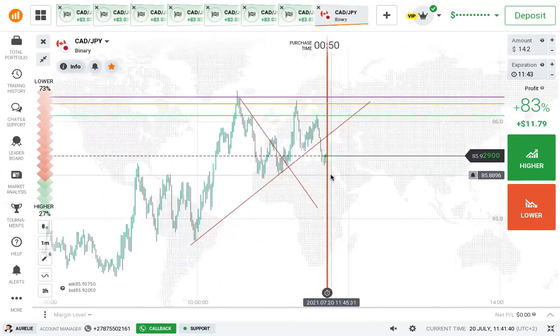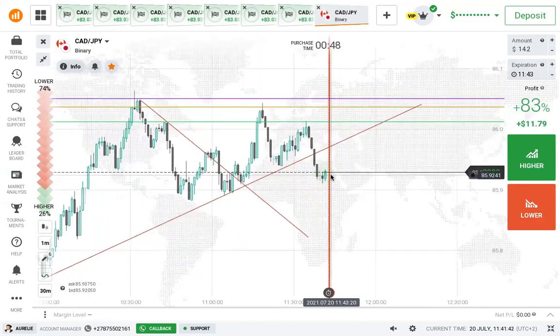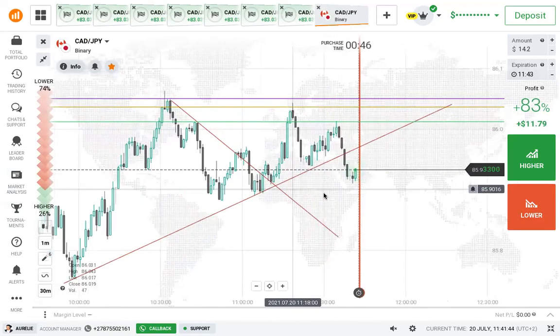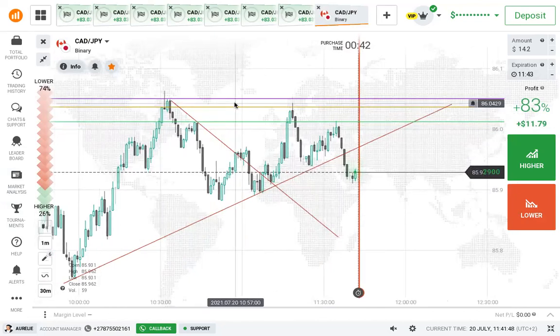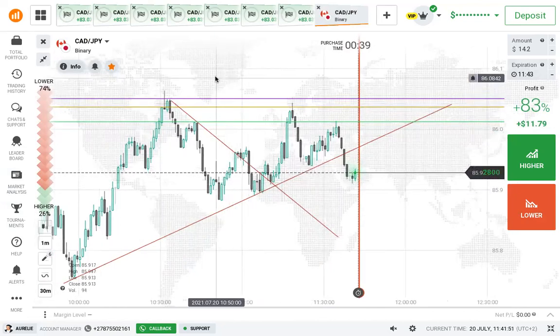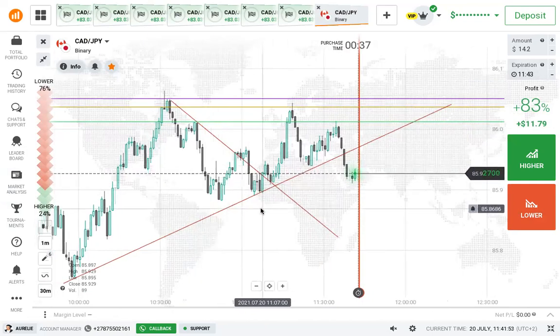Then after that, I open my chart. The one that I would prefer is the one where I see there is a trend. And then I draw my support and resistance lines.